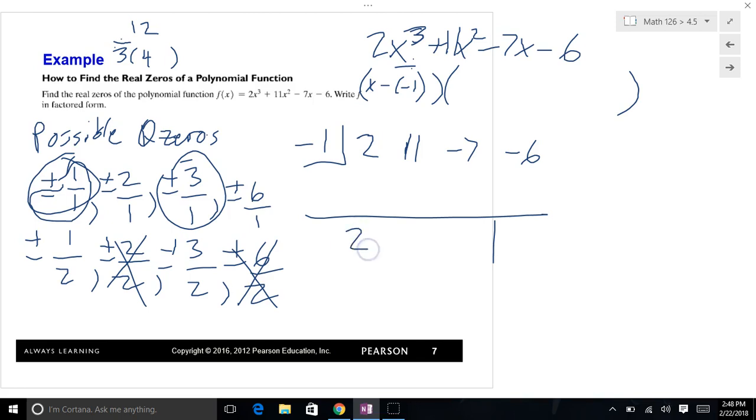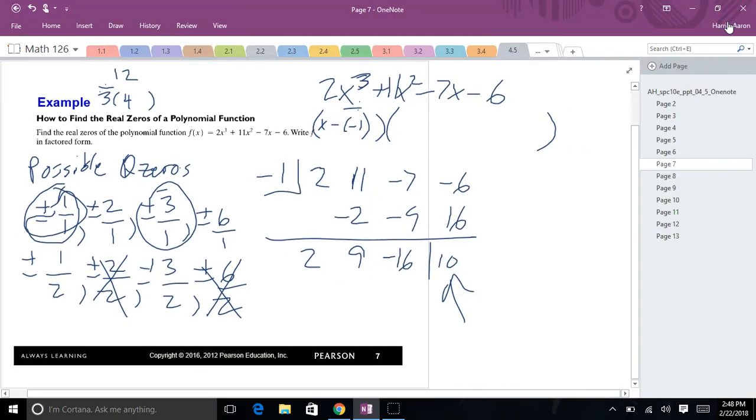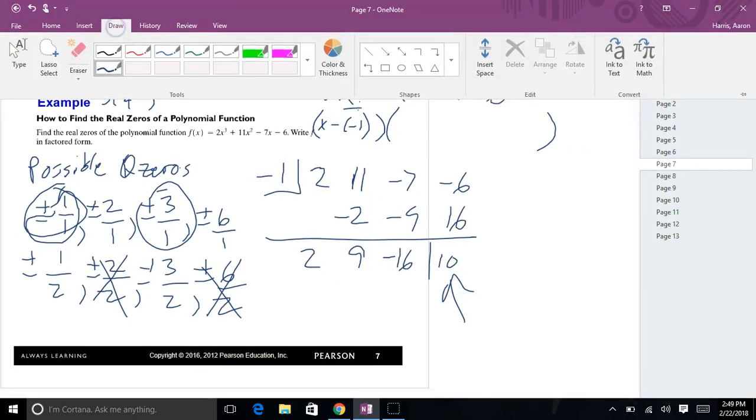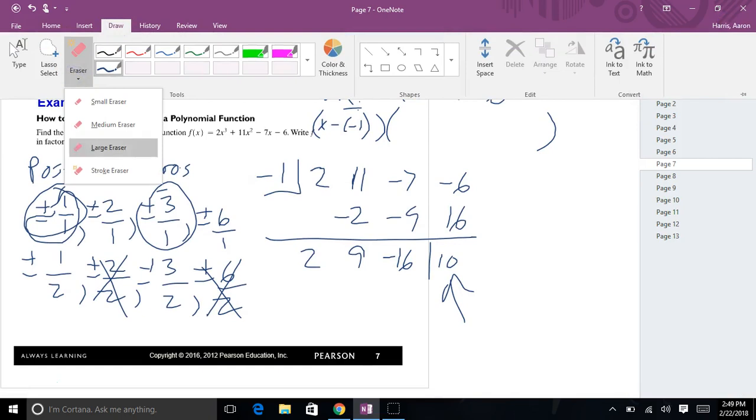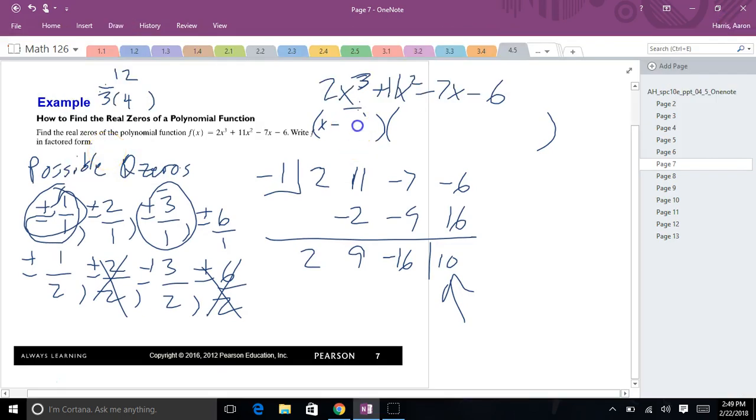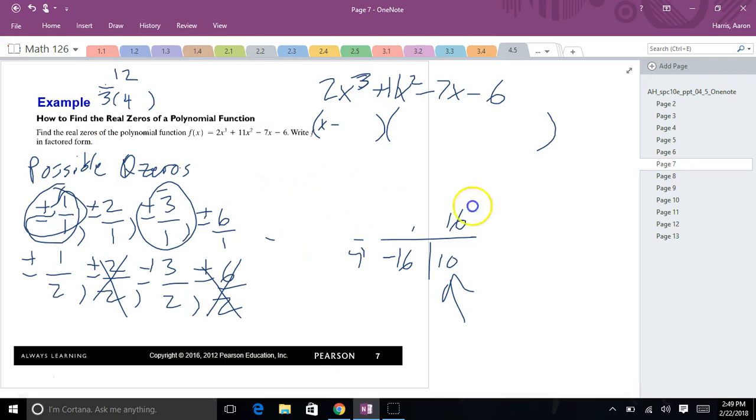Drop the 2 down. 2 times negative 1, negative 2. 11 minus 2, 9. 9 times negative 1, negative 9. Negative 16, 16, 10. Uh-oh, that's not 0. So I throw out x minus negative 1. So negative 1 is not a 0, and I move to the next one.